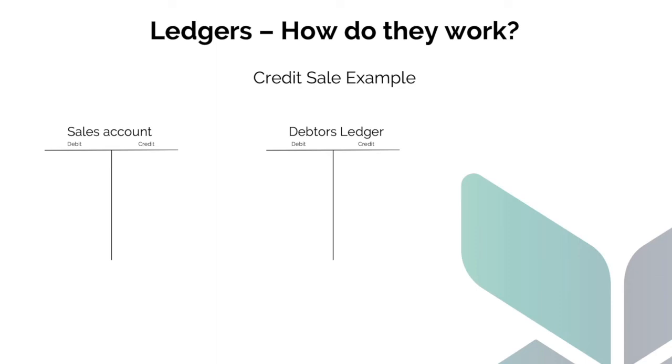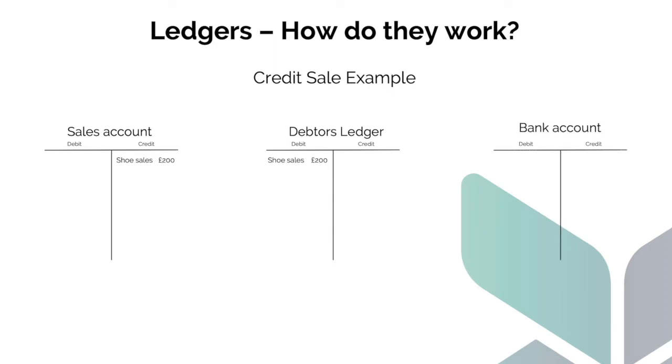So that's exactly the same. You credit the shoe sales account by 200 quid. But this time you debit the debtor's ledger with 200 quid. So you've recognized the sale and you've recognized the asset. So somebody owes you 200 quid. So then let's say we've given 30 days credit on these shoes.